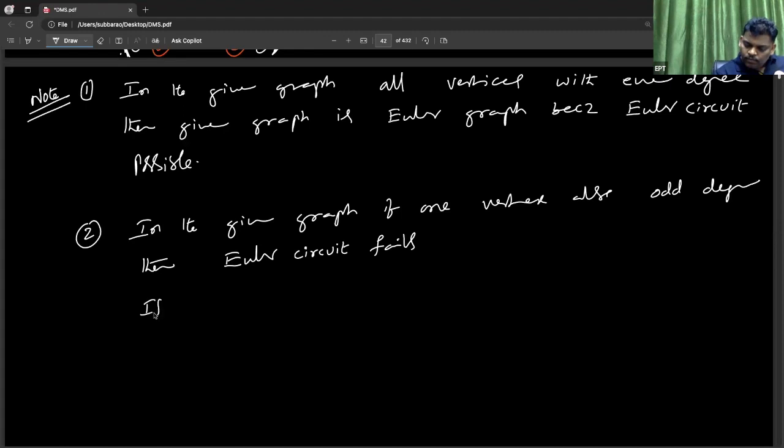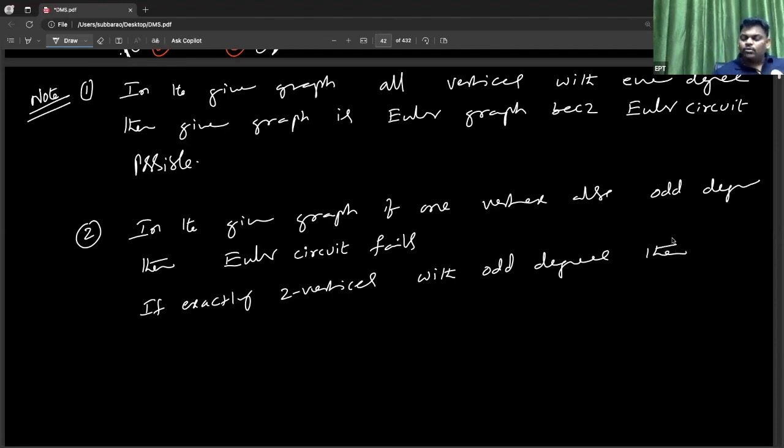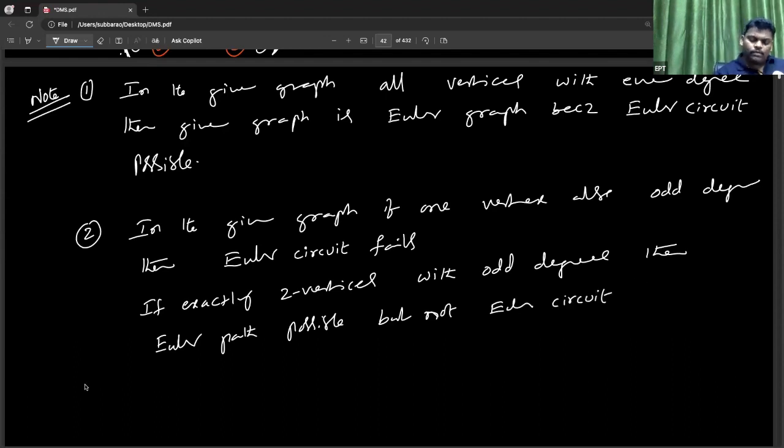If exactly 2 vertices have odd degree, then an Euler path is possible, but not an Euler circuit. Fine. 3.